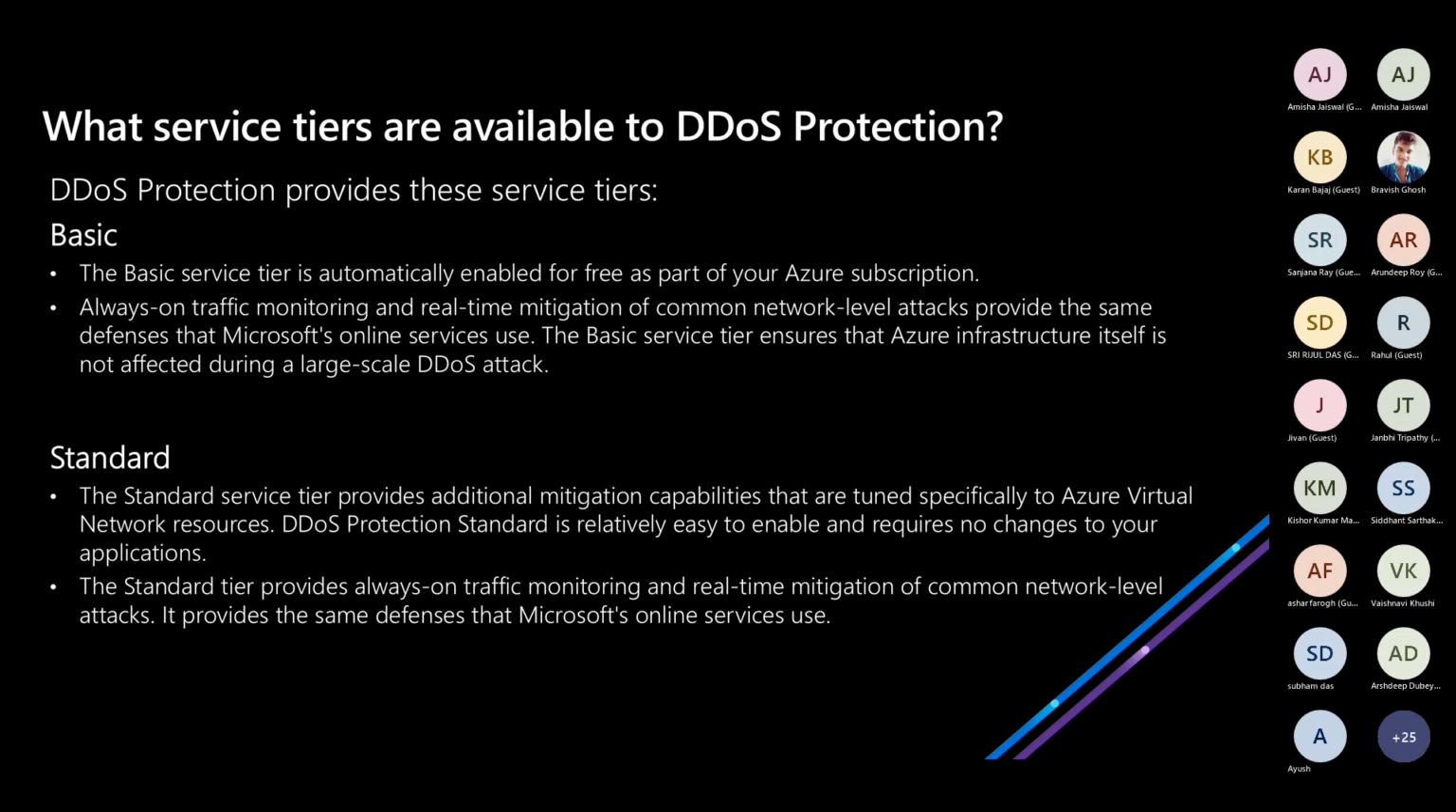Second is the standard tier. The standard tier provides additional mitigation capabilities that are tuned specifically to Azure Virtual Network resources. DDoS protection standard is relatively easy to enable and requires no changes to your applications. The standard tier provides always on traffic monitoring and real-time mitigation of common network level attacks. It provides the same defenses that Microsoft's online services use.